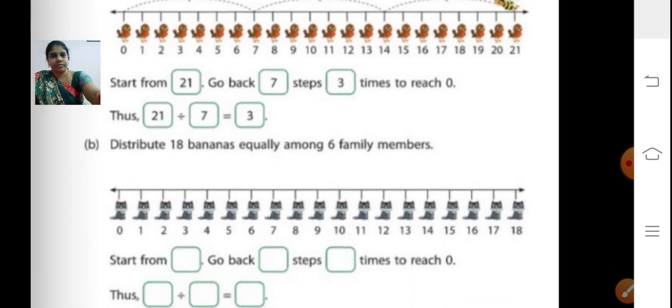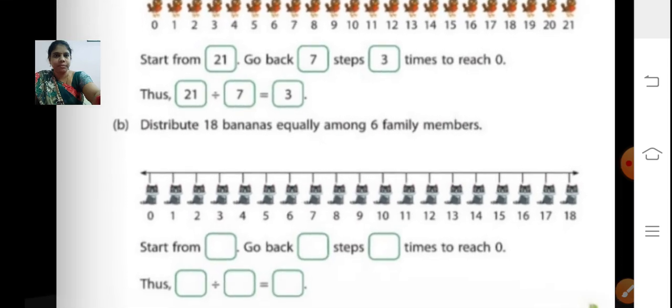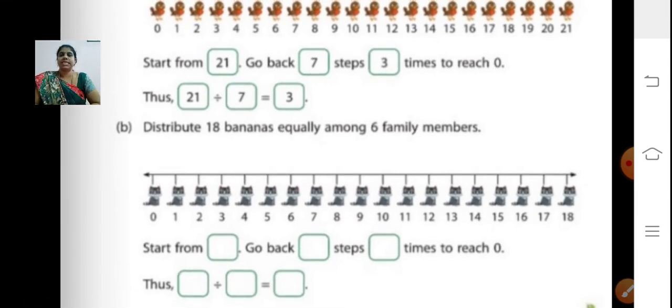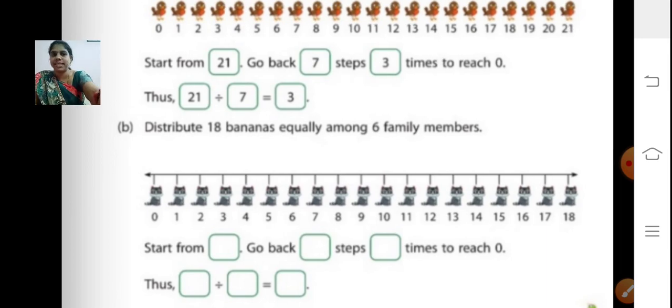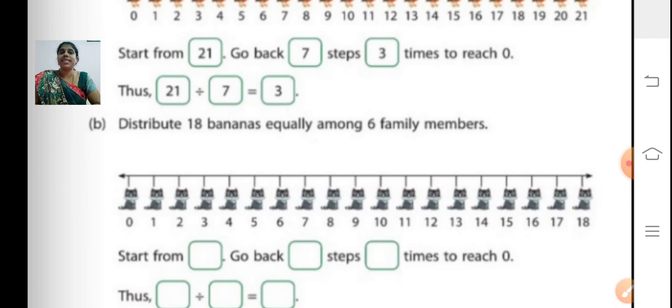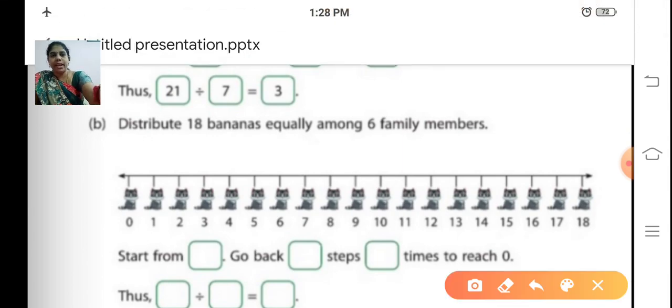Next. Shall we do the second B sum now? Yes. Distribute 18 bananas equally among 6 family members. How many bananas are there? 18 bananas. So distribute 18 bananas equally among 6 family members. So totally we have 18 bananas.